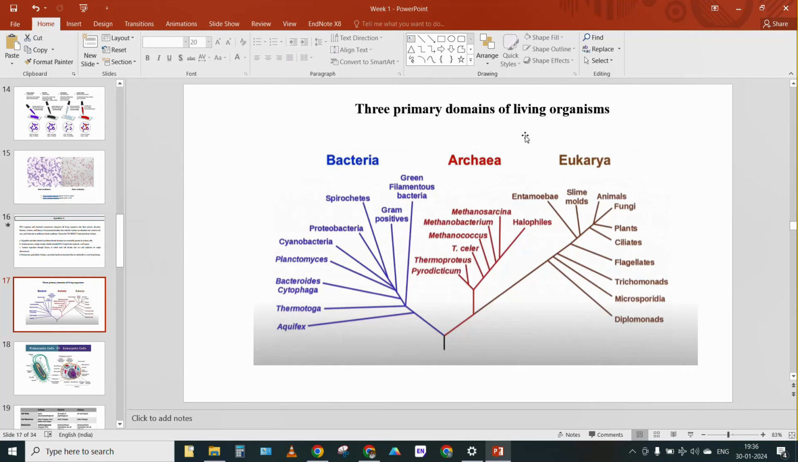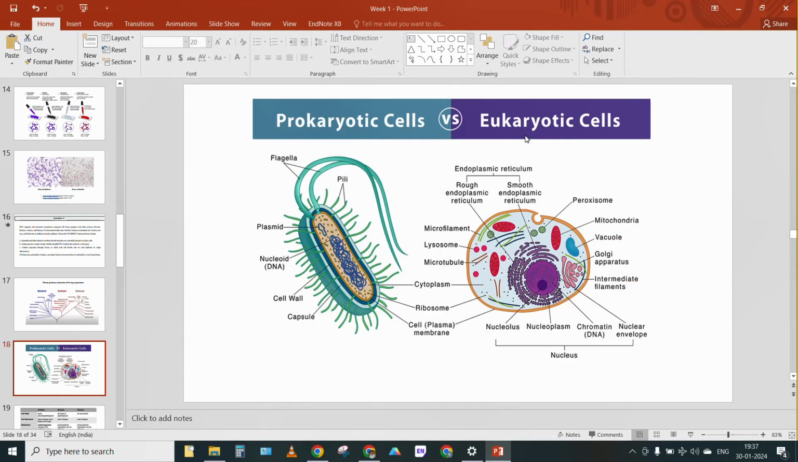The conclusion drawn from the research conducted by scientists that led to the differentiation of archaea from bacteria is as listed below. Archaea like halophiles, thermoproteus, pyrodictium, and methanococcus are the last ancestors of bacteria. Then moving forward, the difference between prokaryotic and eukaryotic cells.